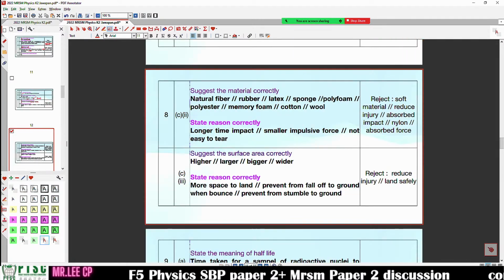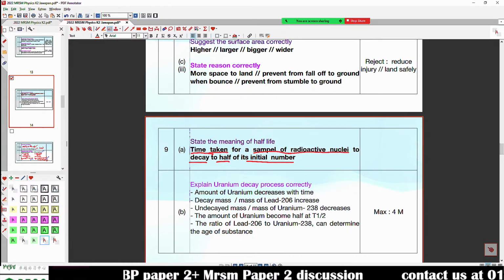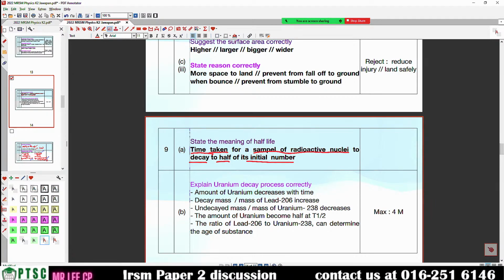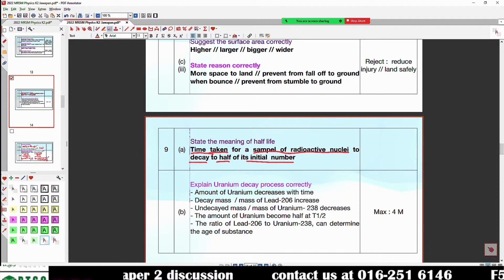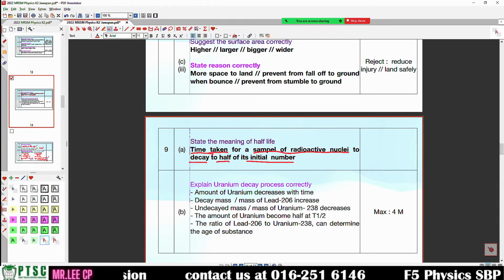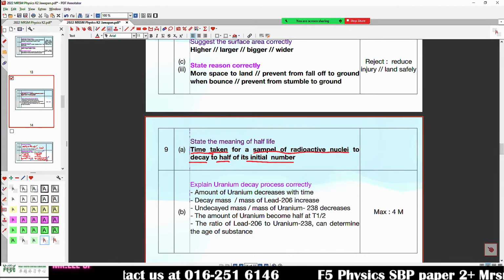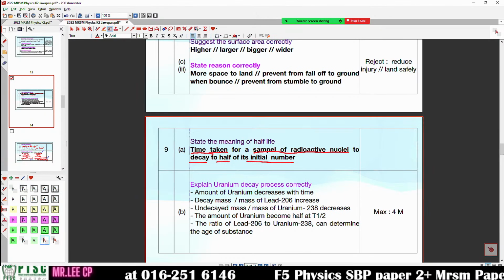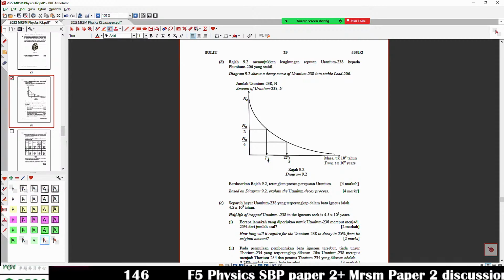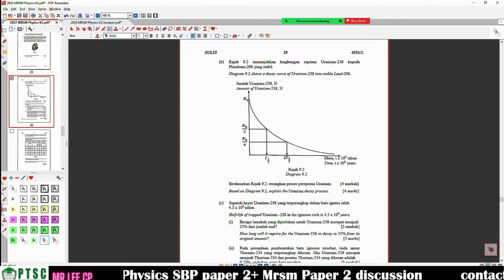What does it mean by half-life? Time taken for the sample to reduce to half from its origin. Reduce the radioactive nuclei to decay to half of its initial number. Normally I like to write my own: time taken for the sample to reduce its mass to half from its original number, from the initial number. Now this format is normally very hard. Based on 9.2, explain the uranium decay process.